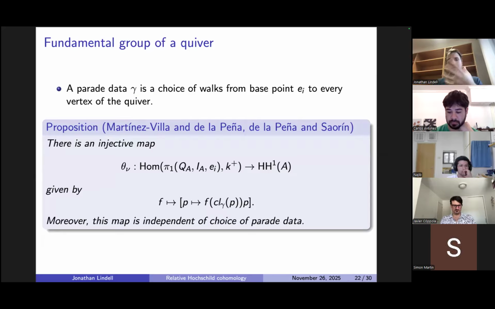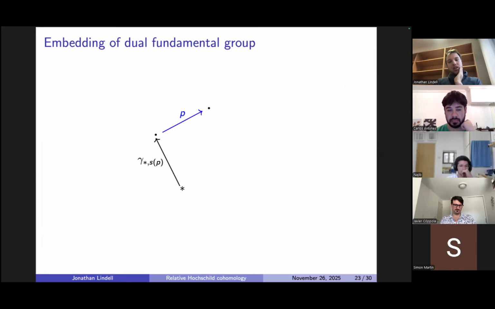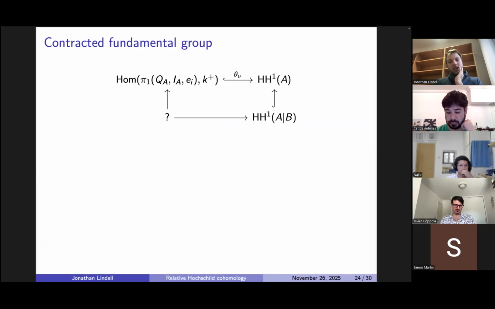So now we see that the fundamental group maps into H1 and tells us information about H1. If we recall from earlier, we're now in the following setup. We have the dual of the fundamental group mapping into the first Hochschild cohomology, and we also have the fact that the relative Hochschild cohomology maps into the absolute Hochschild cohomology.